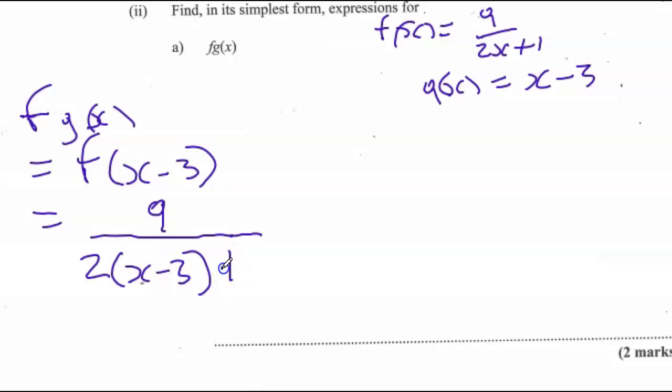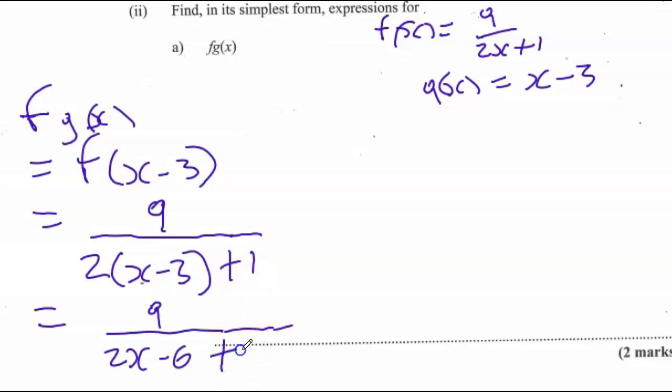plus 1. And I guess we could simplify this a little bit. So this is 9 over, we expand, we get 2x minus 6, multiply 2 to both terms in the bracket, 2 times x, 2x, 2 times minus 3, minus 6, plus 1. So you will end up with 9 over 2x, and then negative 6 plus 1, that's negative 5.